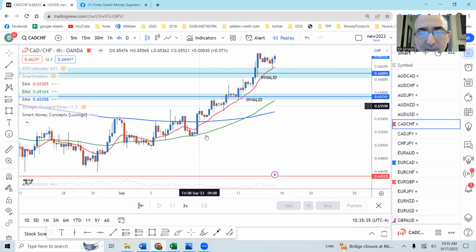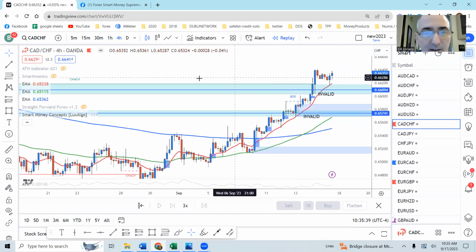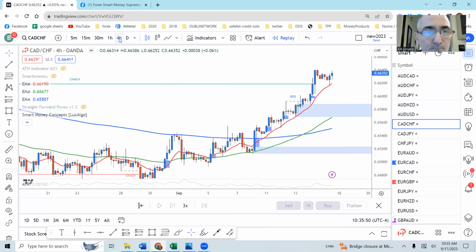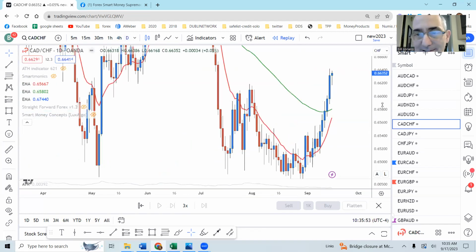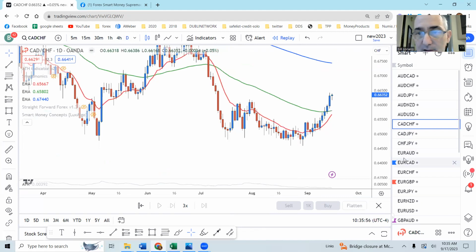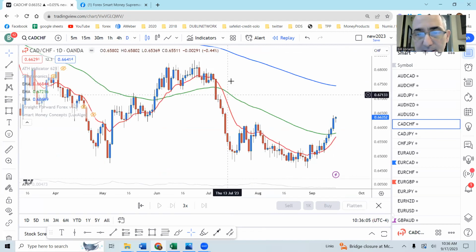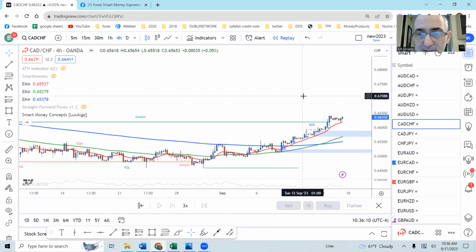CAD/CHF, I think this, yeah, this invalidated like 2 order blocks last week. So we may have a change of trend in this, right? This was bearish last week. And if we look at it this week, it's still bearish overall. So we would still look to take this down, but we would have to trade from an order block higher up. So let's see what we have here.